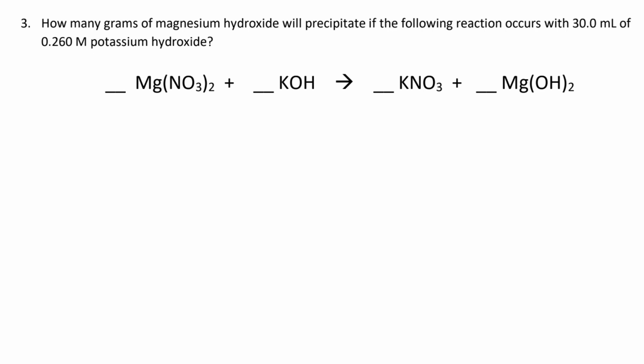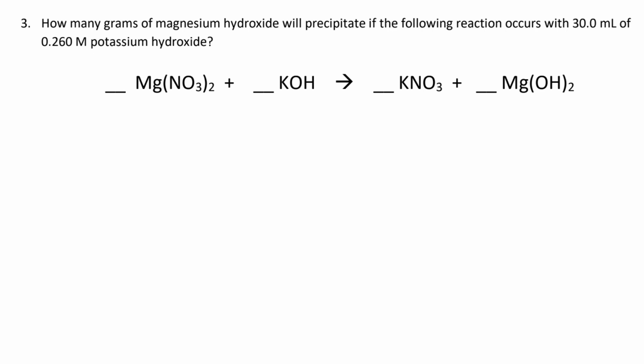How many grams of magnesium hydroxide will precipitate if the following reaction occurs with 30 mLs of 0.260 molar potassium hydroxide? So first thing you need to do is recognize what you're converting to and from. You need to be able to balance your reaction, and then from there, convert your numbers. So let's balance this first.